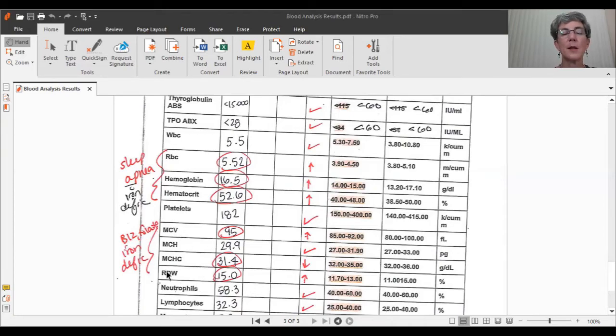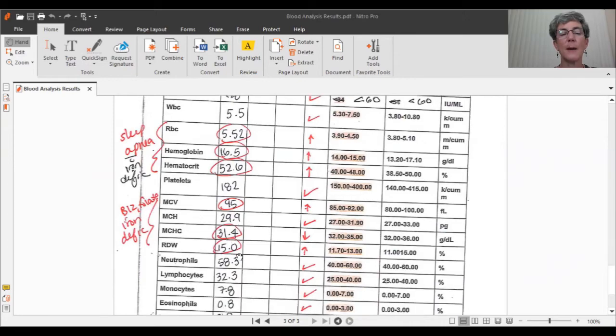You will also see these get elevated in heavy metal toxicity. So the MCV, the MCH, and the MCHC can all go up with metal toxicity. Sometimes you see them together and sometimes not.